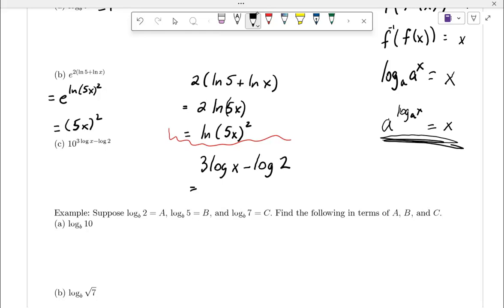All right, let's go ahead and chat. I'm going to attack this one like I did the previous one. Let's look at the exponent, see if we can write the exponent a little bit more simply, and then put it back on. What can you do first with that 3 log x minus log 2? What should you do first? Which piece should you work on first?